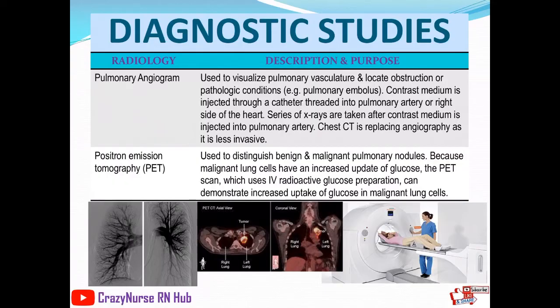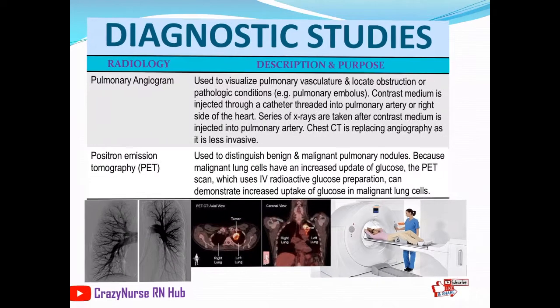Next is your positron emission tomography or your PET scan. It is used to distinguish benign and malignant pulmonary nodules. Because malignant lung cells have an increased uptake of glucose, the PET scan, which uses IV radioactive glucose preparation, can demonstrate increased uptake of glucose in malignant lung cells.